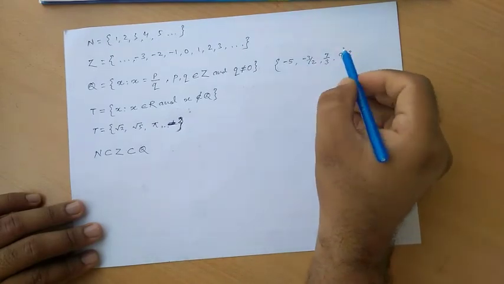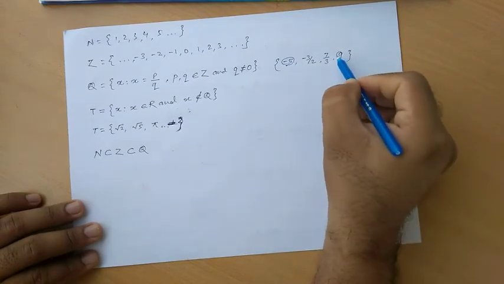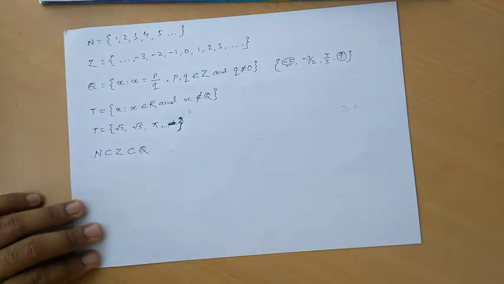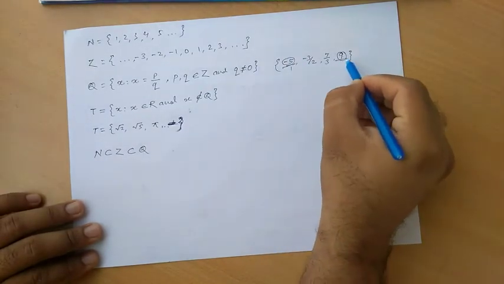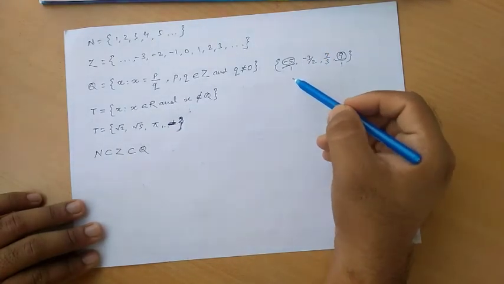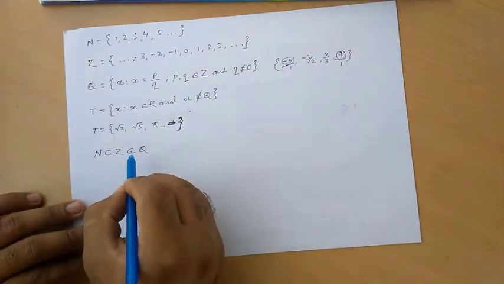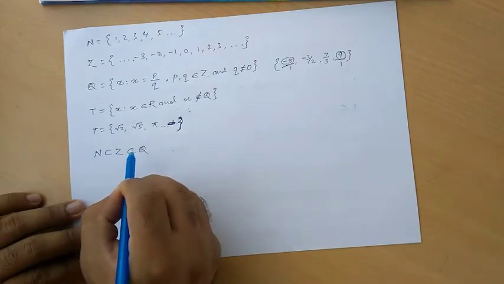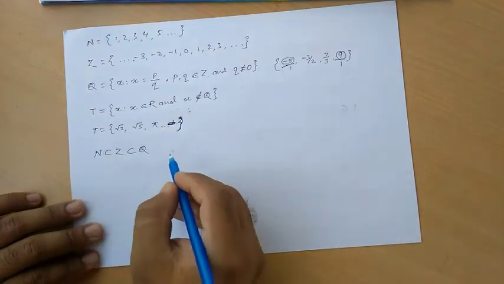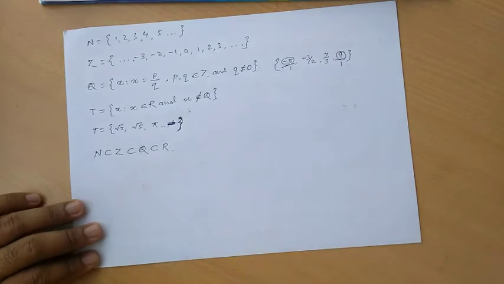So these also include the integers, as we can write minus 5 by 1, 9 by 1. Likewise, we can represent in the form of p by q, where p and q are integers. So basically, we can conclude that Z is a subset of Q, that is, integer is a subset of rational number, and rational number is a subset of real number. Real number means the number which you can express on the number line, that is known as real number.